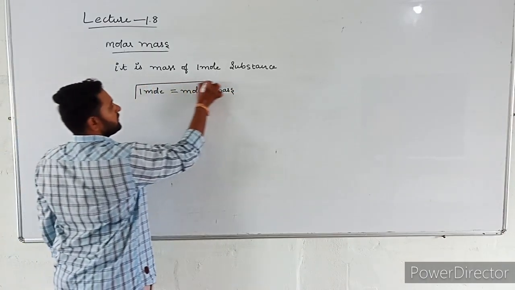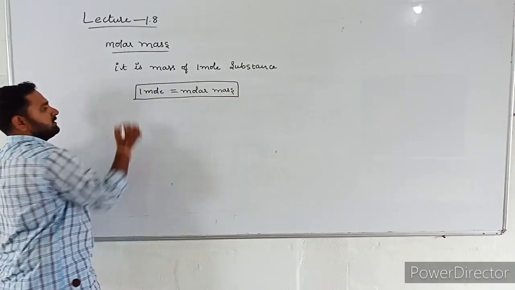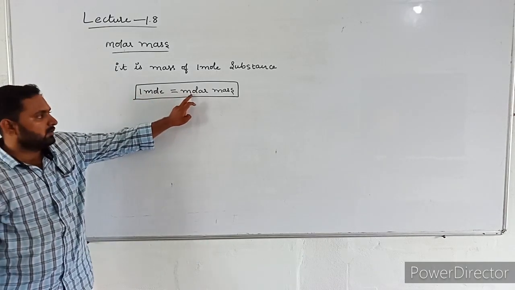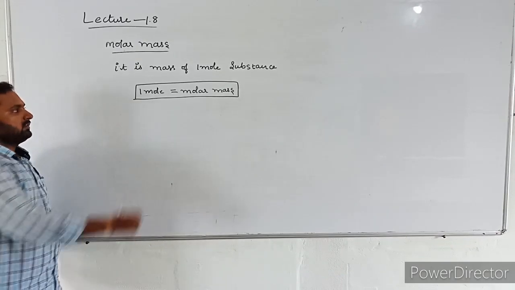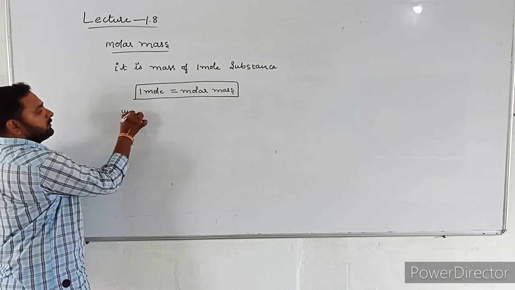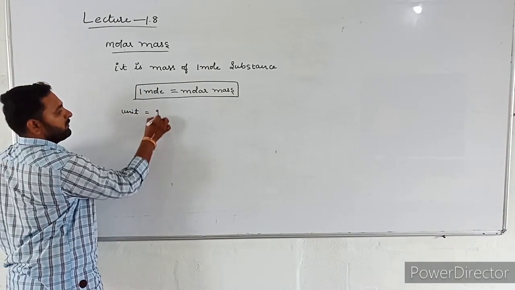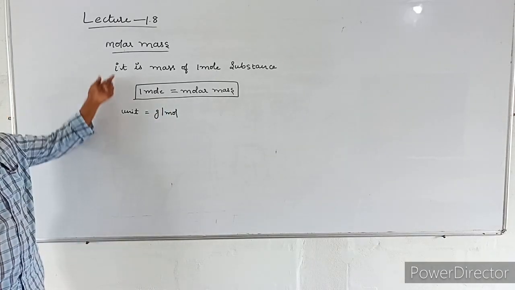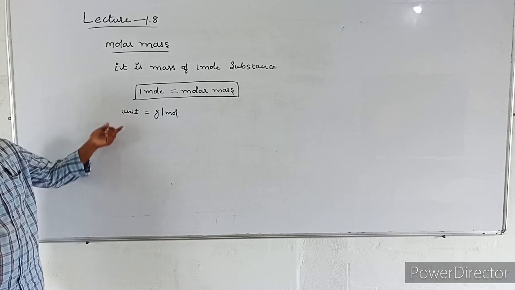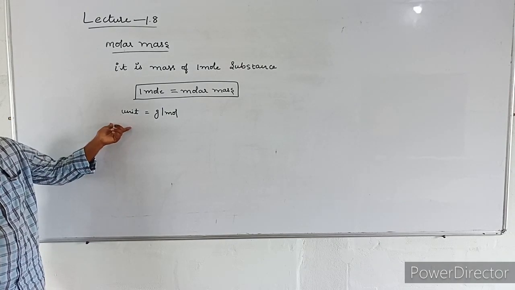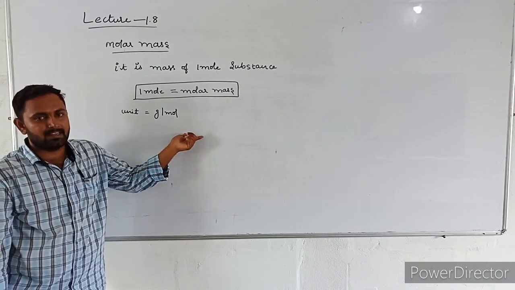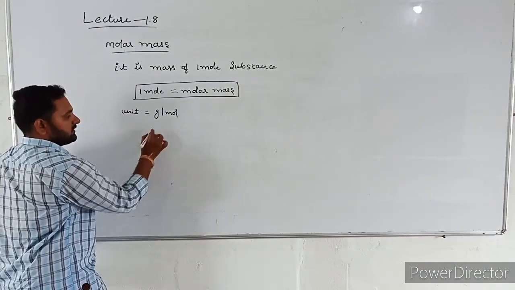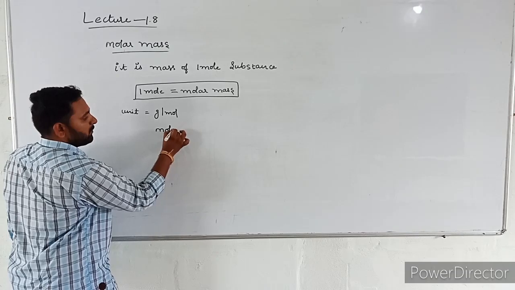This is very important. What is molar mass? The mass of 1 mole of a substance is equal to molar mass. The unit of molar mass is gram per mole. Molar mass is also called gram atomic mass or gram molecular mass. It depends on the nature of the substance.